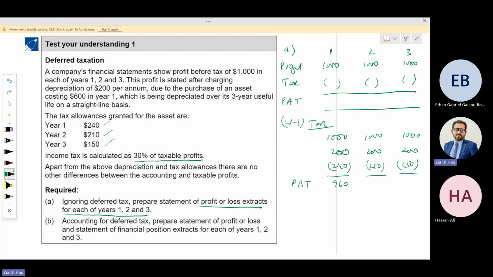1000 plus 200 minus 210, that will be 990. And 1000 plus 200 minus 150, that will be 1050. Tax rate is 30%. So what is 30% of 960? 288. What is 30% of 990? 297. And of 1050? 315. That we will charge. So 297 and 315. Now we can calculate profit: 712, 703, and that will be 685. Part A done.